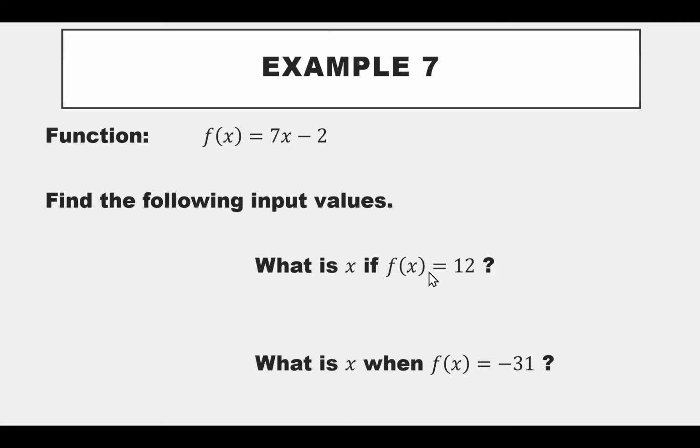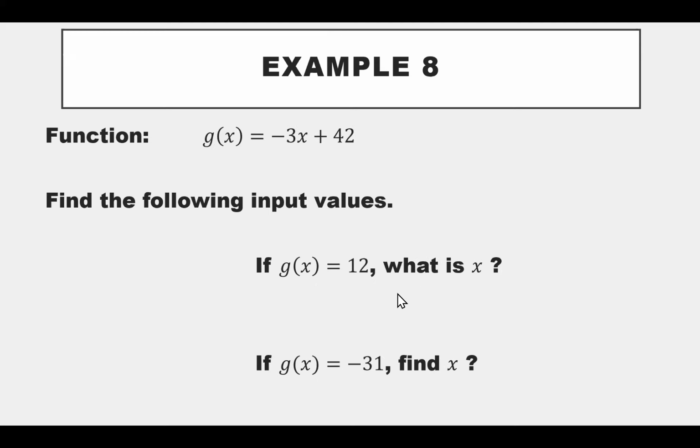So this was one way to phrase this in example 7: what is x if my function is this? You can also phrase it this way. Let's take a new function. g of x is equal to negative 3x plus 42. And say if g of x is equal to 12, what is x? Or if g of x is equal to negative 31, find x. Again, lots of different ways to phrase these.